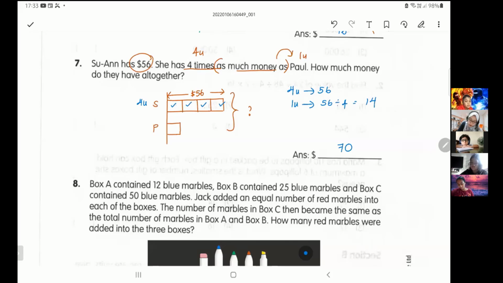All together will be 4 and then this is 1. If you add together, they have 5 units. You don't believe me? You count 1, 2, 3, 4, 5. 5 units is 14 times 5 equals $70. This is correct. Comparison units concept.